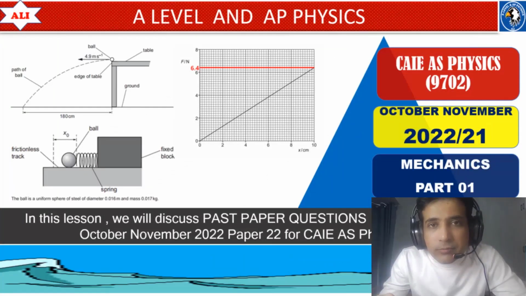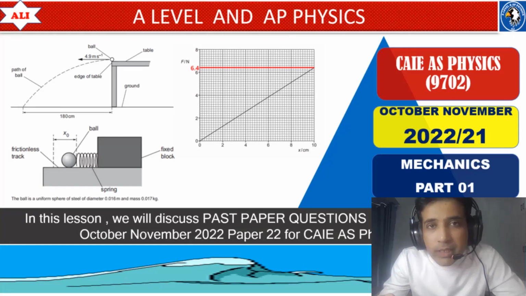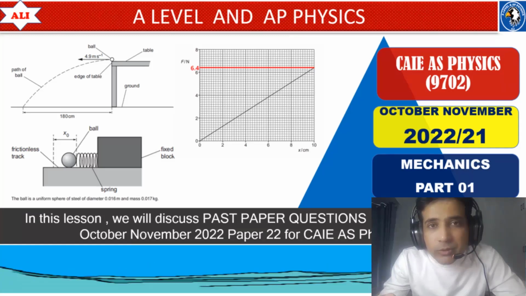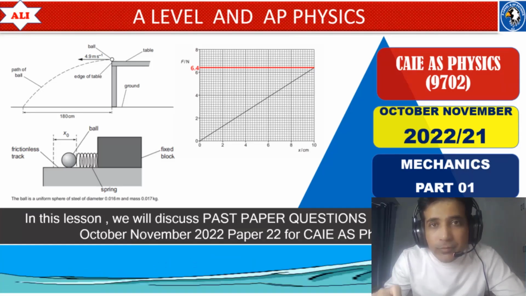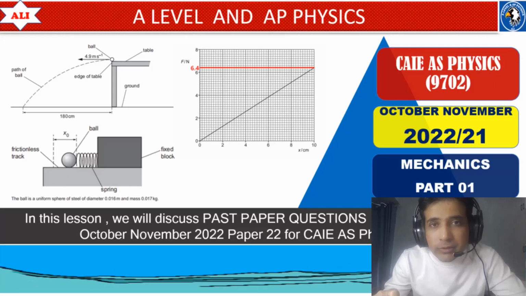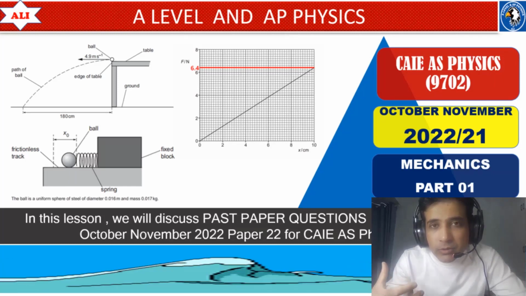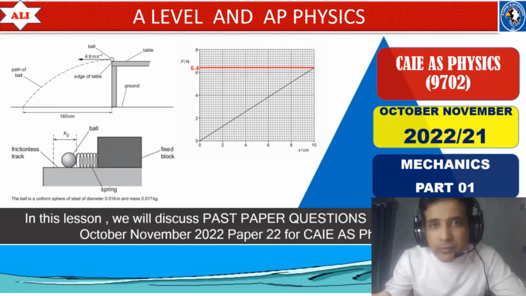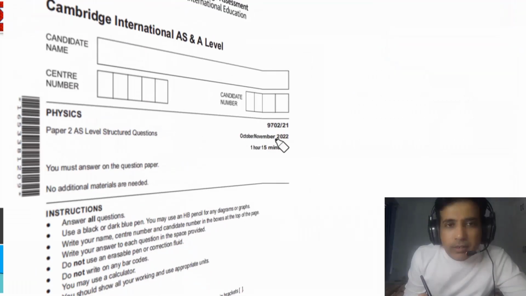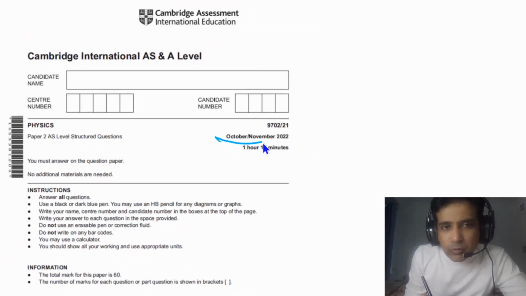In today's lesson, we will discuss past paper questions on mechanics from November 2022, paper 2, variant 1. In this lesson, as always, we will discuss these questions in detail so you can improve your conceptual understanding of this topic and also have a better understanding of these questions. Let's study together. Let's improve together. In today's lesson, we are talking about November 2022, paper 2, variant 1.